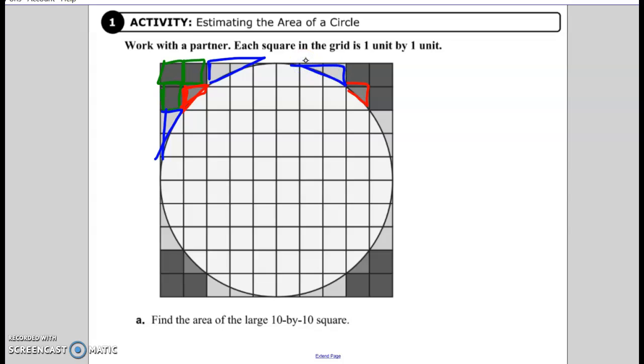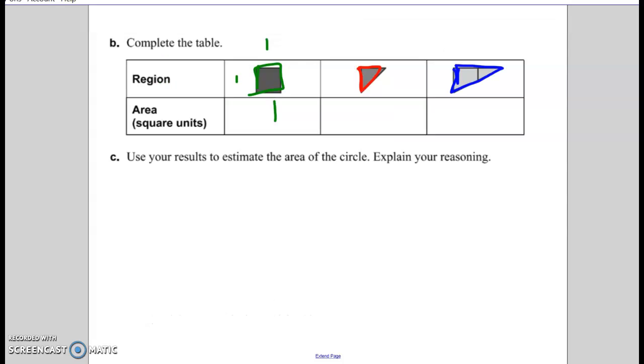So if you can figure out the area of each of these different shapes, figure out how many there are, subtract them out from the total area of the square, that would help us get an estimate for the area of the circle.